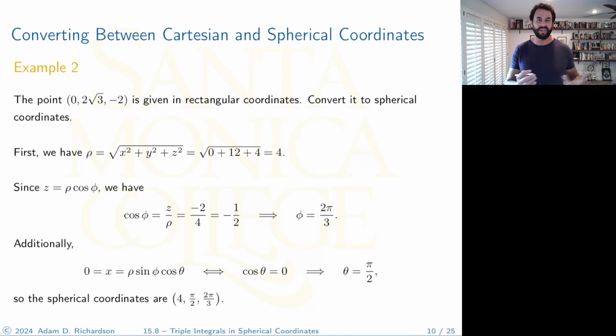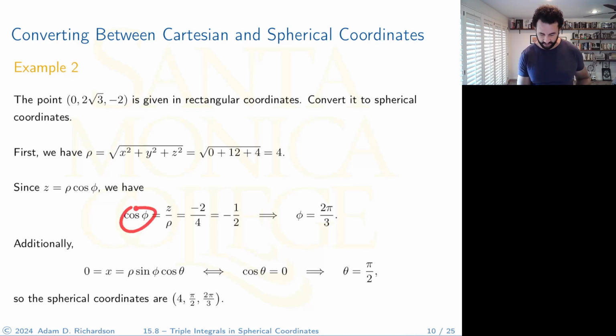And just using, again, right triangle trigonometry, we can recover what phi is by taking the arc cosine. So if z is equal to rho cosine phi, then if you solve this for cosine phi, you're basically dividing by rho, right? And you get this. But we have a number for z. Z is -2, so we can sub that in. We just found rho, so we can sub that in, and then we simplify to get -1/2.